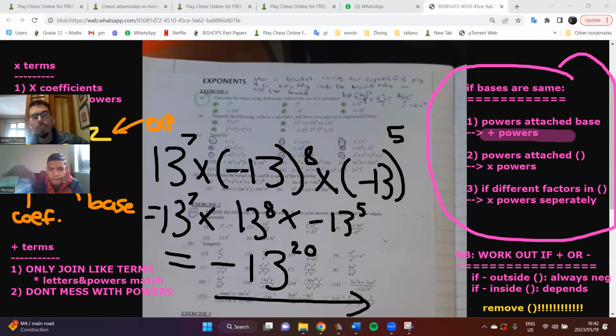So in summary, what was the very first thing we had to do? We had to figure out, we had to remove the brackets first. Right. And then following that, what did we do? We simply added the exponents.